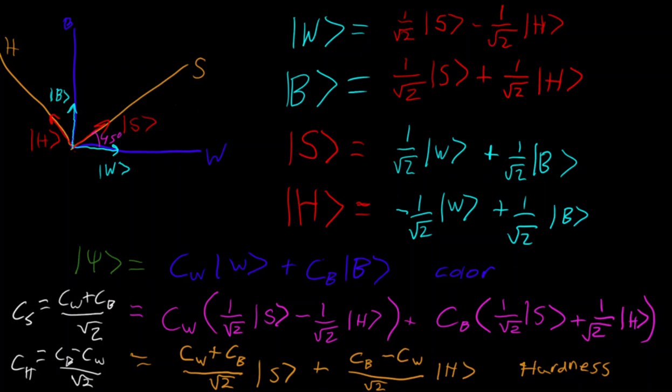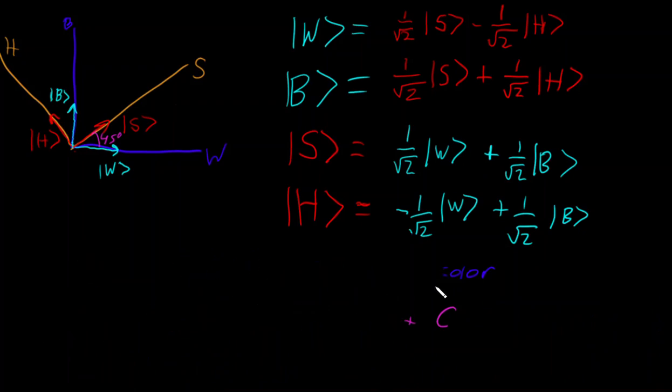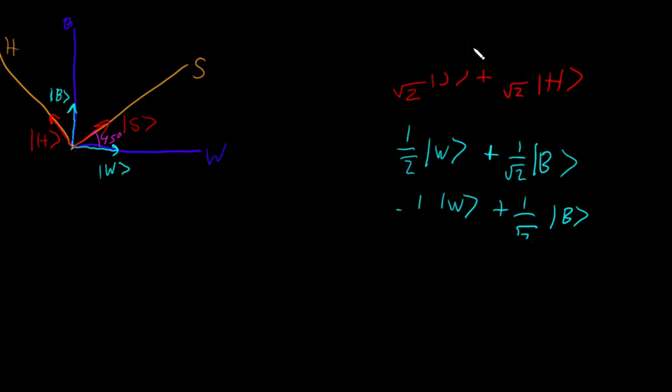How we did that was we used the expressions for the white and black states in the hardness basis. Similarly, if we started with C_S times the soft state plus C_H times the hard state, we could have just used these substitutions to get back to the color basis. So hopefully this makes sense. I'm going to erase this, and we'll see how we can use this in what we're currently doing in section 3.